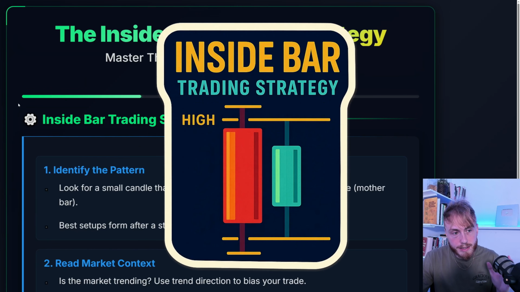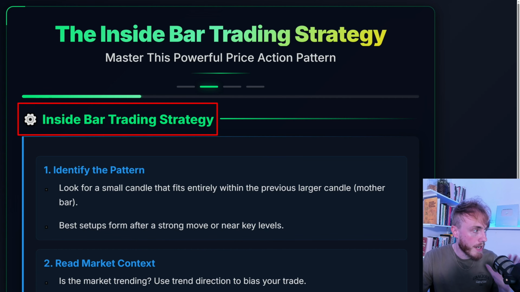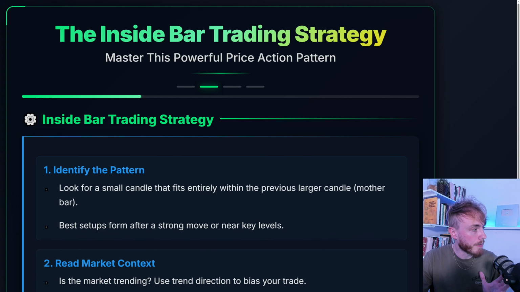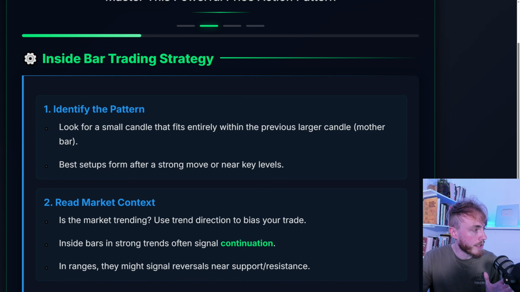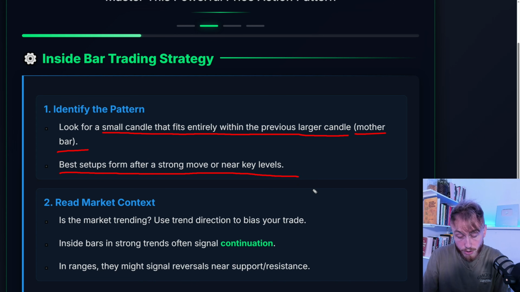But now, as for the inside bar trading strategy, there are a few important steps we need to pay attention to. The first thing we need to do is, of course, identify the pattern. To do this, as you already know, we look for a small candle that fits entirely within the previous larger candle, in other words, the mother bar. And the best setups form after a strong move, so in either a strong uptrend or downtrend, or near key support and resistance levels or supply and demand levels.